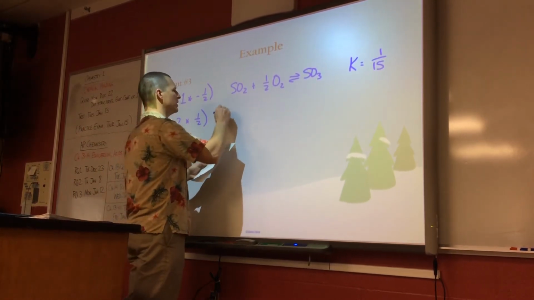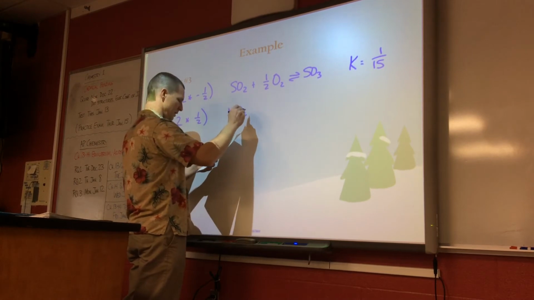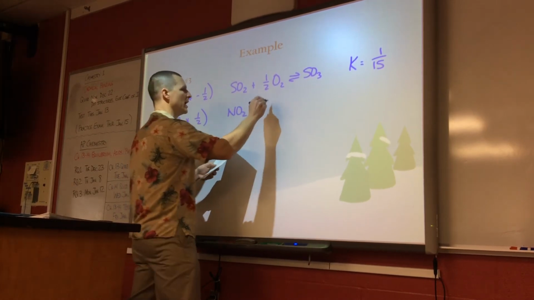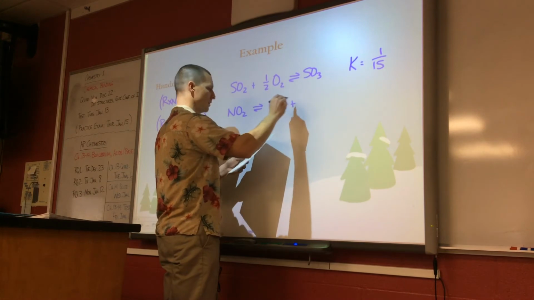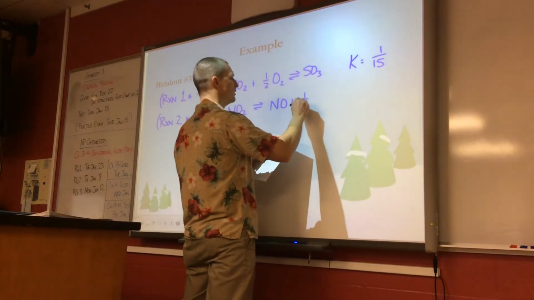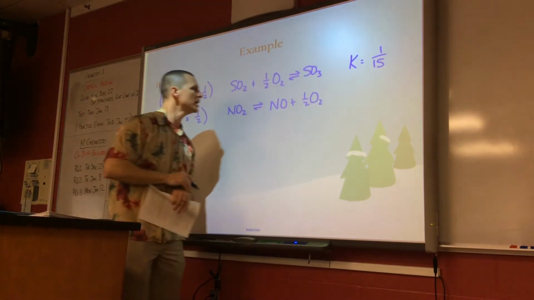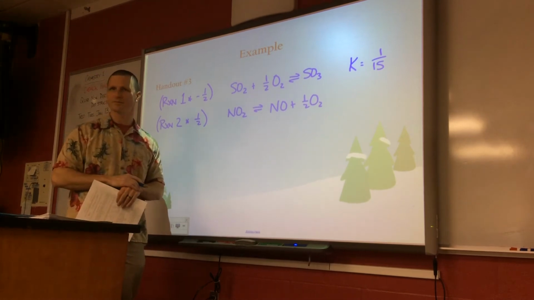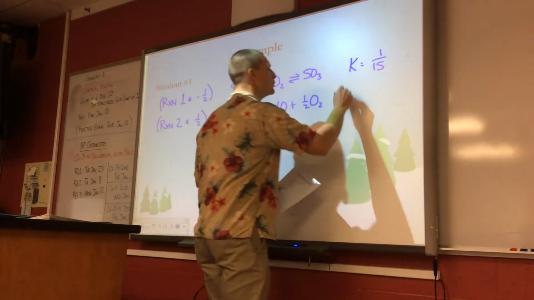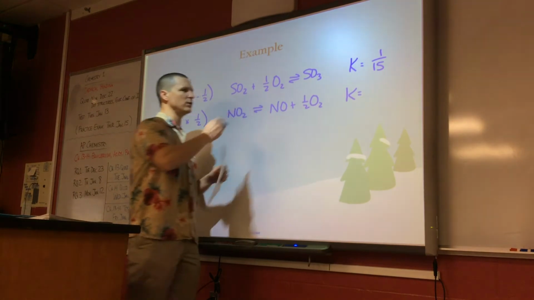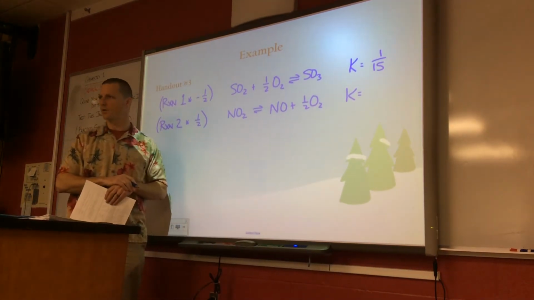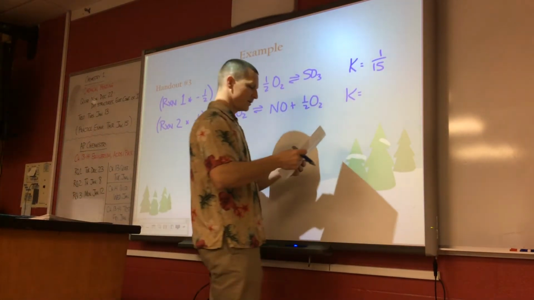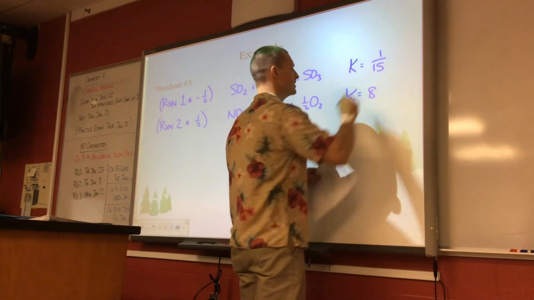So it's going to be 1 NO2 yields 1 NO plus 1/2 O2. We want to cancel out the O2s. So that cancels out, right? And since we divided through by 2, what do we have to do to the K value? Take the square root. And this original K was 64, so the square root is 8.